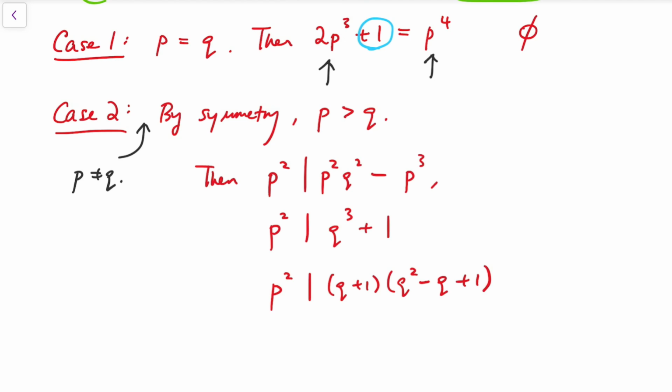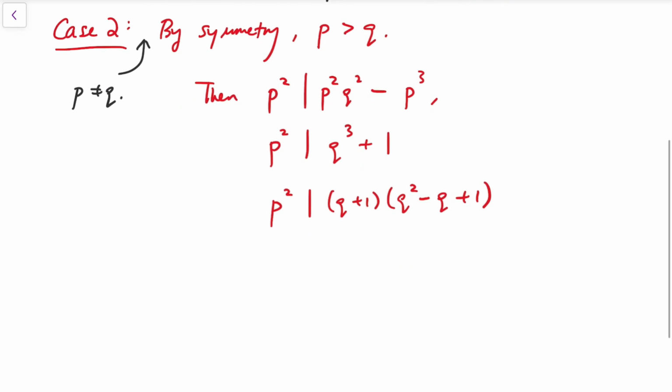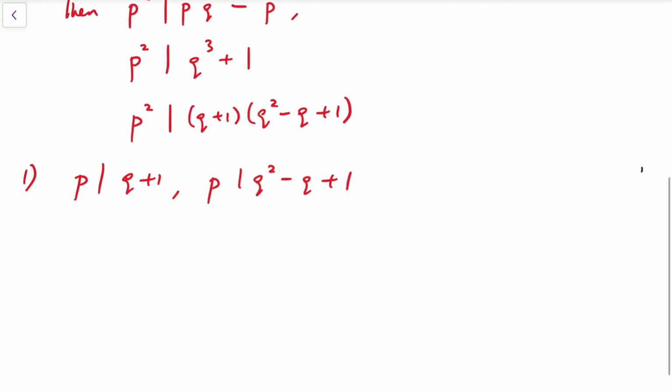And since p is a prime number, we can divide this into 3 further subcases. One is that p divides q plus 1, and at the same time p divides q squared minus q plus 1. That's the first subcase.